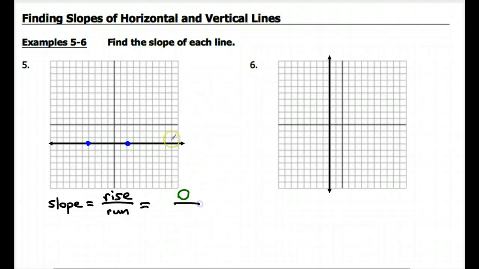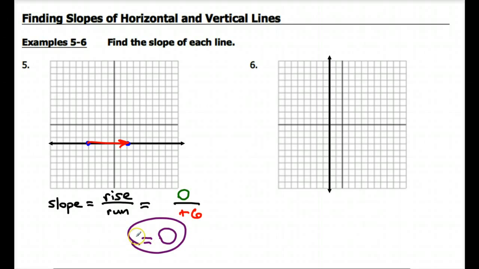Okay, so the run of the line, however, I can move left and right. If I start at this point, I need to go 1, 2, 3, 4, 5, 6 spaces to get over to this point. So I could say that the run is positive 6. Well, if you take 0 divided by positive 6, you still get 0. So really, it doesn't matter what my run is. If my rise is 0, that means that I have a slope of 0.